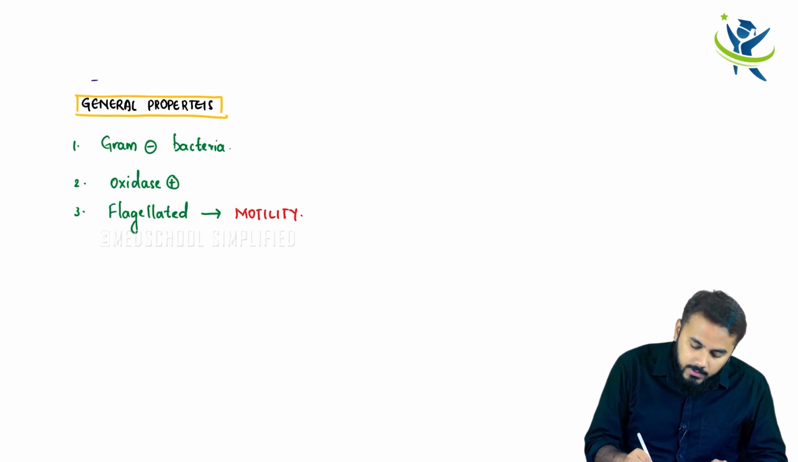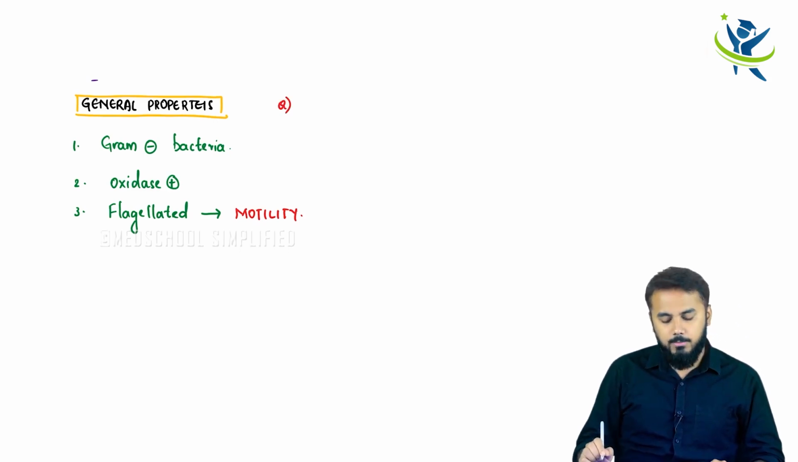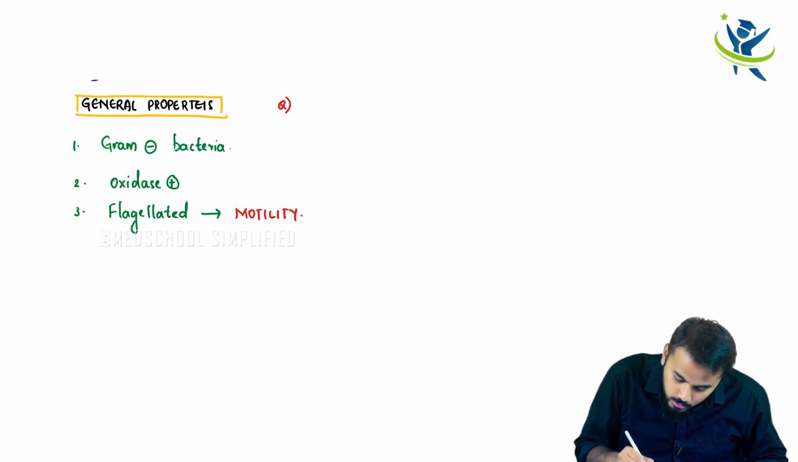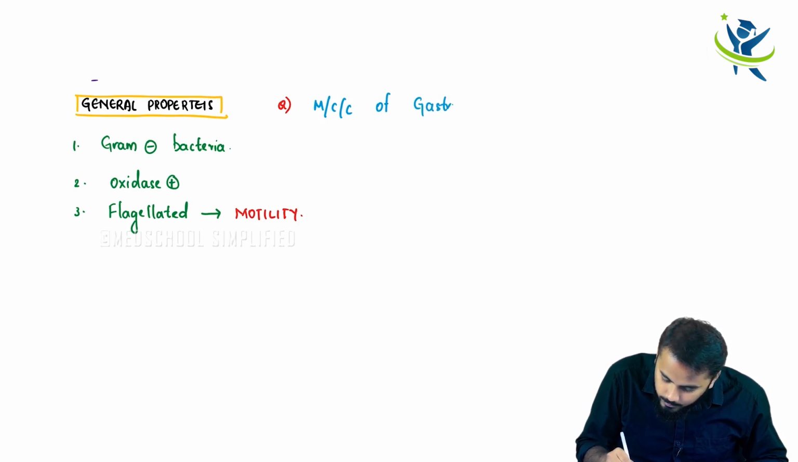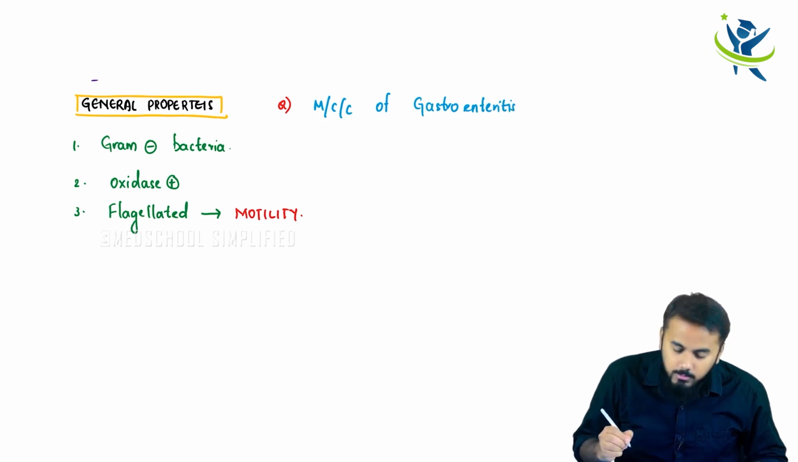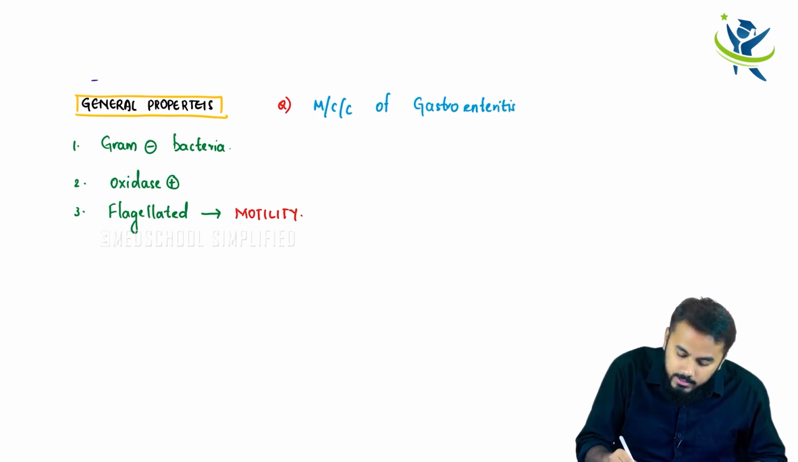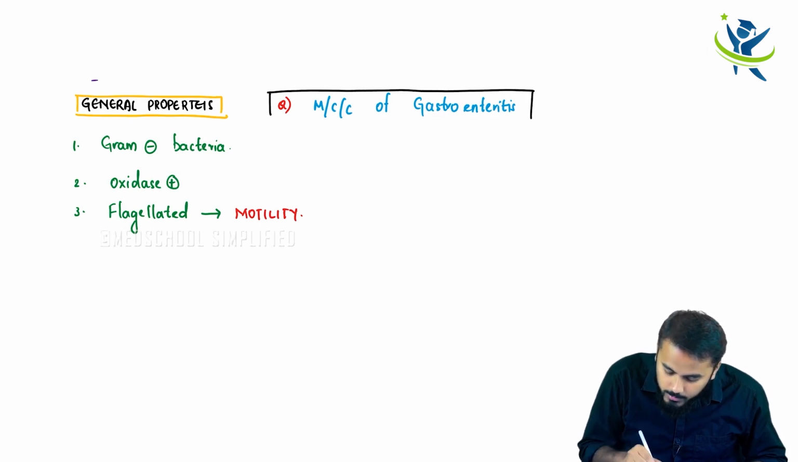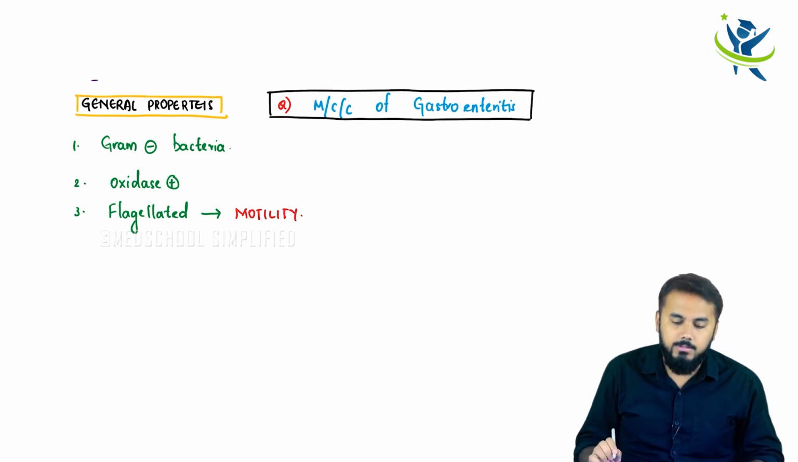Now, one important thing that I have to discuss about this bacteria is that the most common cause of gastroenteritis is Campylobacter jejuni. This is the most common cause of gastroenteritis.